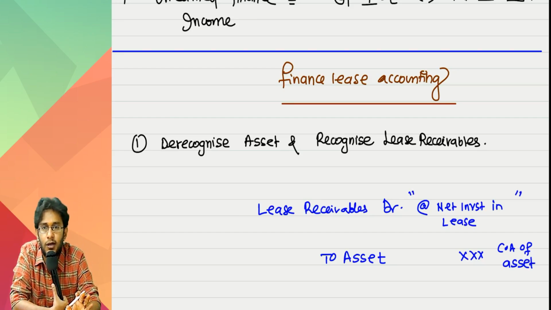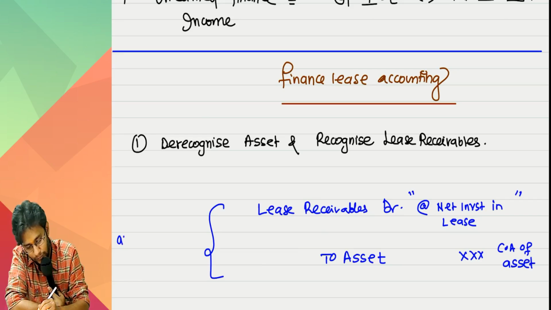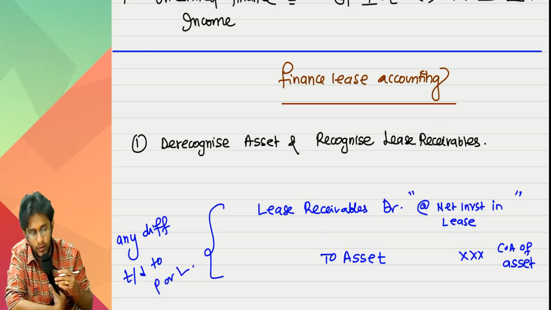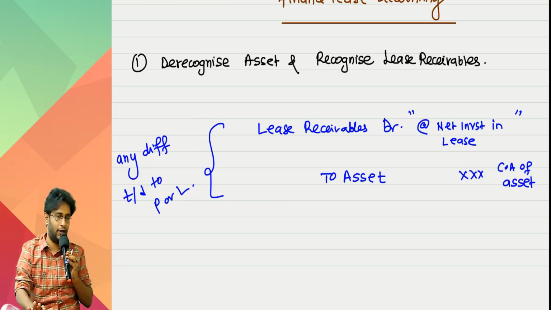In most cases the two will be the same only. But in case a gap arises, any difference is transferred to P&L. Generally, gap will not come. Why will gap not come? I'm telling you, listen carefully.